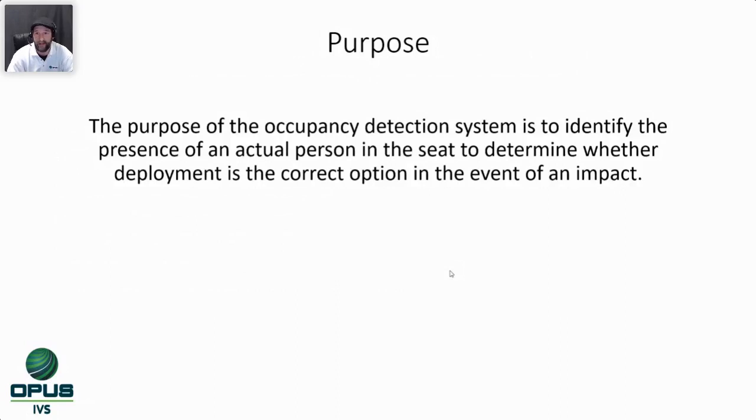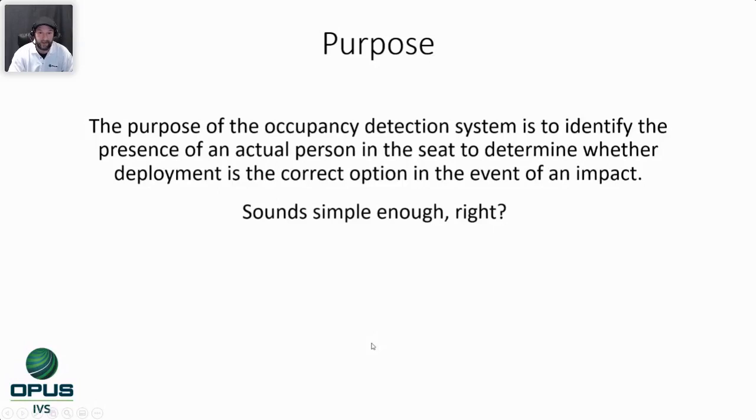So, the purpose of the occupancy detection system is to identify the presence of an actual person in the seat to determine whether deployment is the correct option in the event of an impact. So what does that mean to us? Well, we need to know that there's actually somebody sitting in the seat, or at least someone that's there to have enough weight or enough presence on the seat for us to know that it's time to deploy the passenger side airbag. Sounds simple enough?